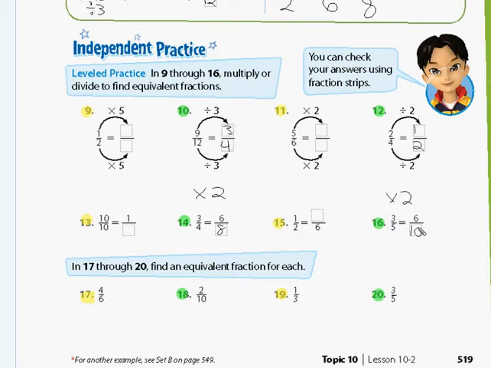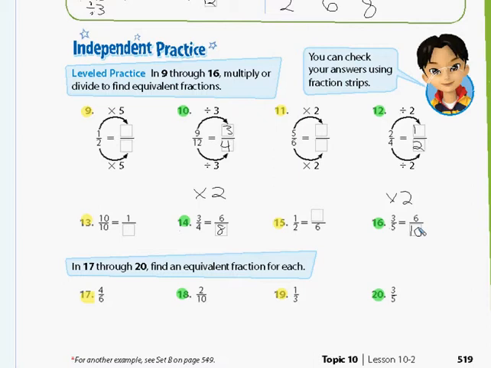Okay. Down here at the bottom, problem number 18. On 18, they're just trying to tell us to find equivalent fractions. What's one way we can make an equivalent fraction? Okay. You can either multiply or divide to make an equivalent fraction.